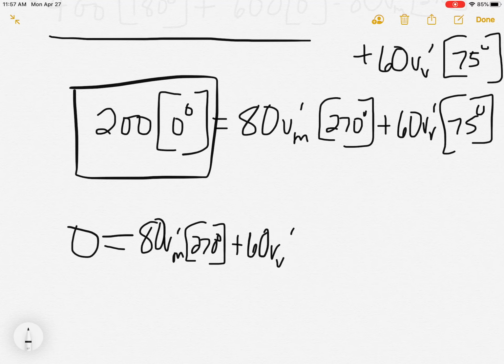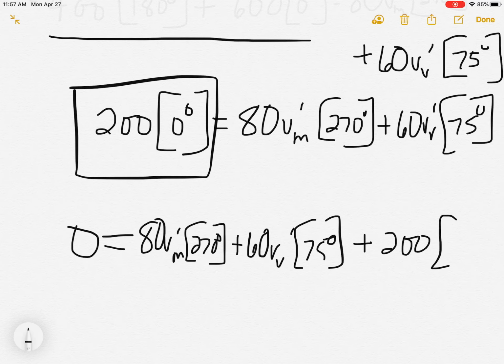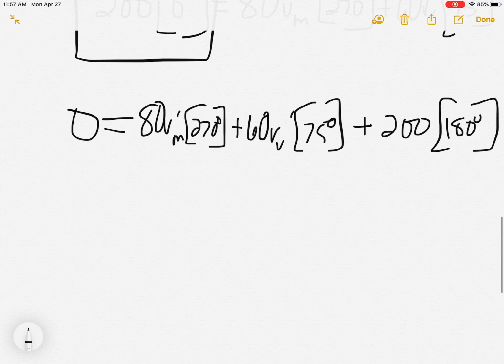0 equals, and then you have the 80 V prime 270 plus 60 V prime 75. And then what will this become when you move it to the other side? Well, when you move it to the other side, it's going to become a negative. So a negative 200 at 0 now becomes adding a 200 at 180. Remember how we do that with reversing the direction of a vector.